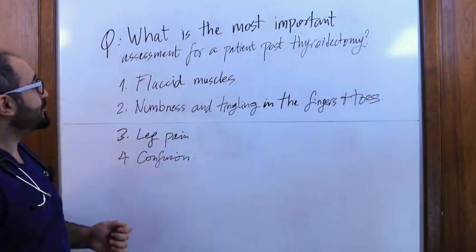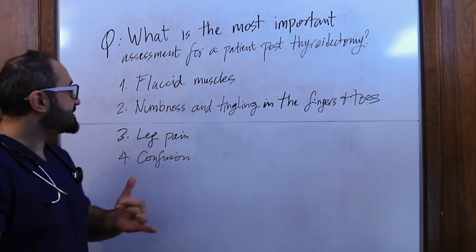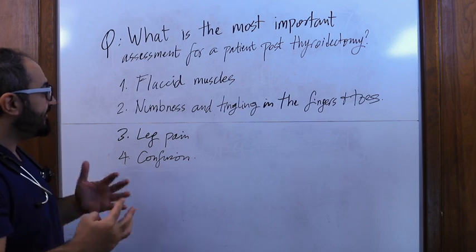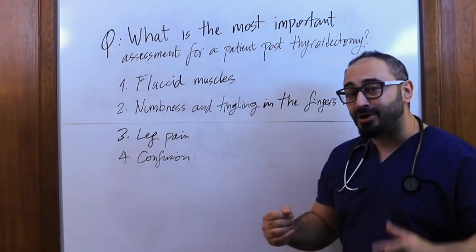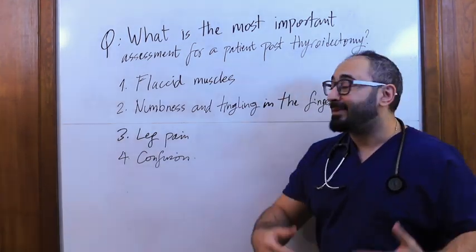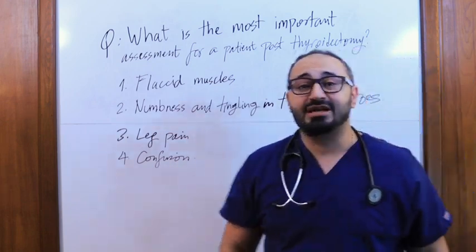So, what is the most important assessment for a patient post-thyroidectomy? Flaccid muscles, numbness and tingling in the fingers and toes, leg pain, or confusion? When you get that question, you can pause it right now and pick up an answer, but the right answer is number 2. Numbness and tingling in the fingers and toes. And you're gonna ask why?